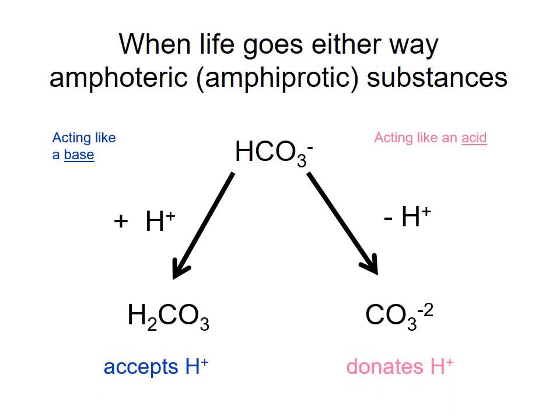Another kind of example for an amphoteric substance is bicarbonate. Bicarbonate can release H plus to form carbonate, and it is acting like an acid. Similarly, it can accept an H plus ion to form carbonic acid, so it can act as a base. So you have water as well as bicarbonate as examples for amphoteric substances.